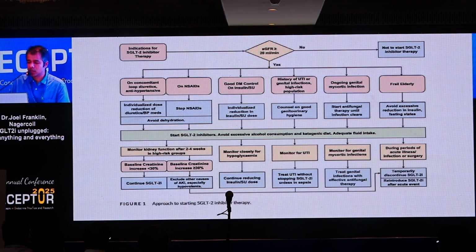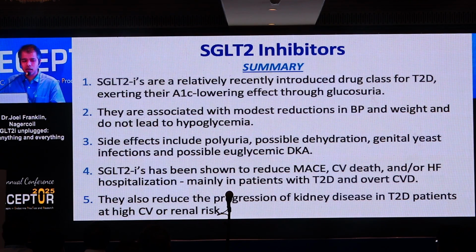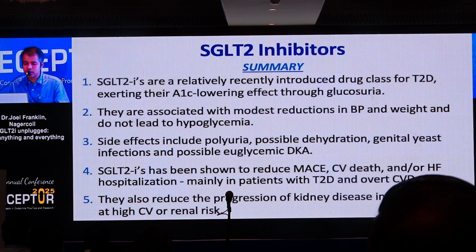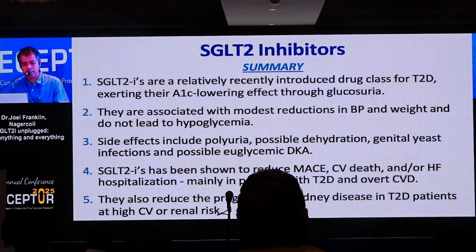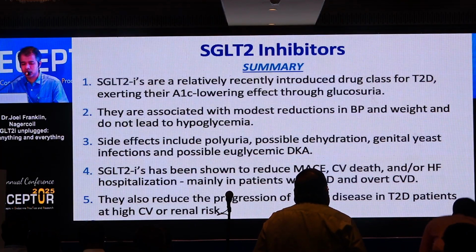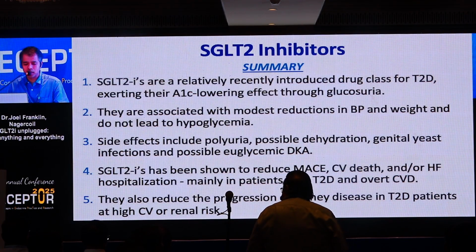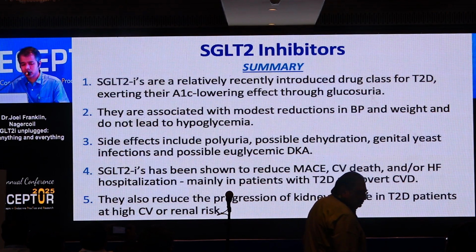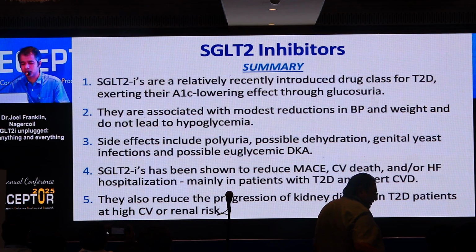So summarizing, SGLT2 inhibitors are relatively recently introduced drugs for type 2 diabetes exerting their A1C lowering effect through glucosuria. They are associated with modest reductions in BP and weight and do not lead to hypoglycemia. The side effects being polyuria, possible dehydration, genital yeast infections, and possible euglycemic DKA. And they have been shown to reduce MACE, cardiovascular death, or heart failure hospitalization, mainly in patients with type 2 diabetes and overt cardiovascular disease. They also reduce the progression of kidney disease in type 2 diabetic patients at high risk or renal risk.